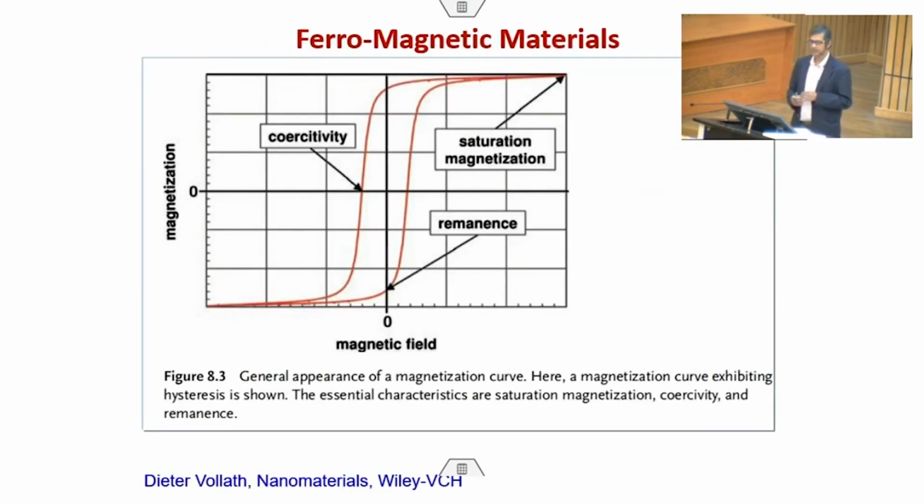So, this is all the important things. Saturation is reached once you apply a certain field, then you have a coercivity. Coercivity is the negative field required to demagnetize the material. Remanence is when the field is 0, some amount of magnetic moment remains. That is called remanent. This is the general appearance of a magnetization curve. The magnetization curve exhibits hysteresis, this loop shown there, and the important parameters I have already told you about.